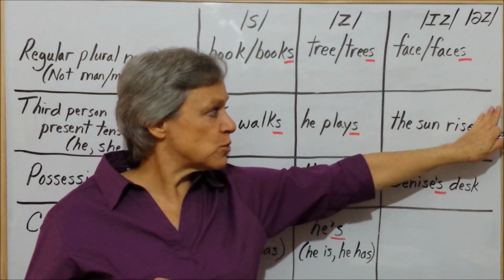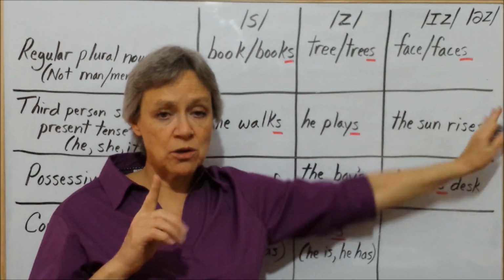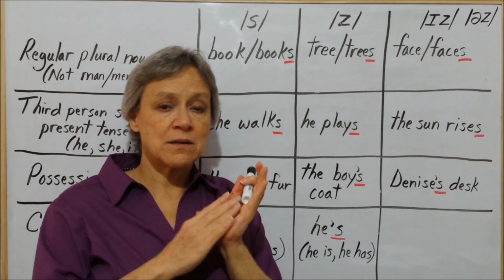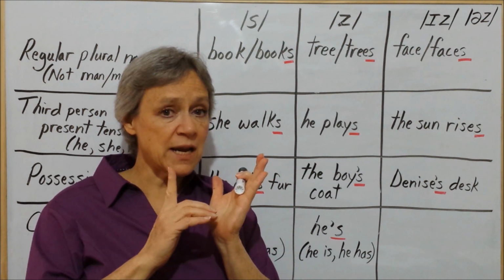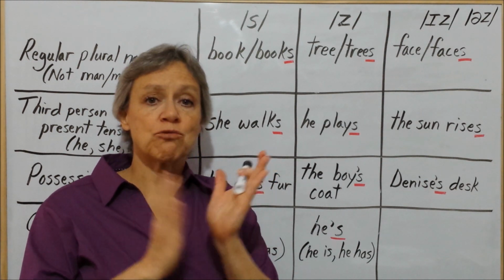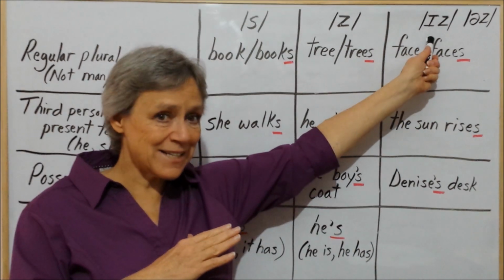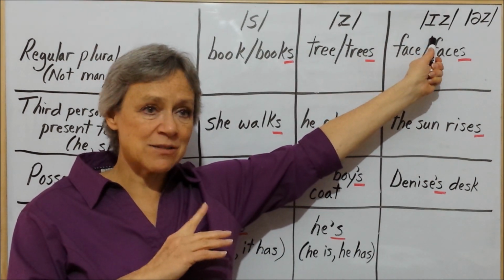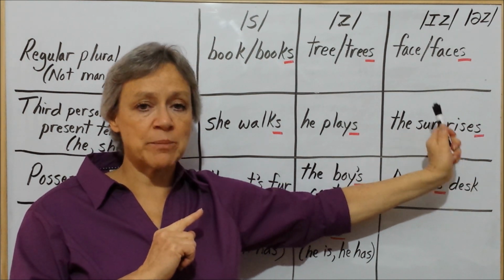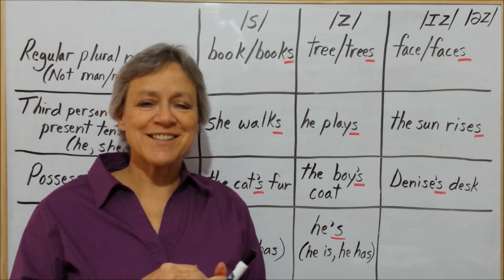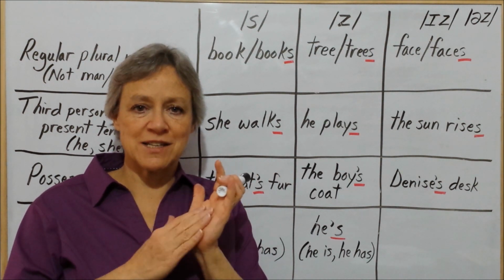Here, this word without the S is rise. It has 1 syllable. Rise. But as soon as I add that S, I get 2 syllables. Rises. I'm getting IZ, 2 sounds, for 1 letter. I added 1 letter, but I'm getting IZ. So without the S, it's rise. With the S, it's rises.